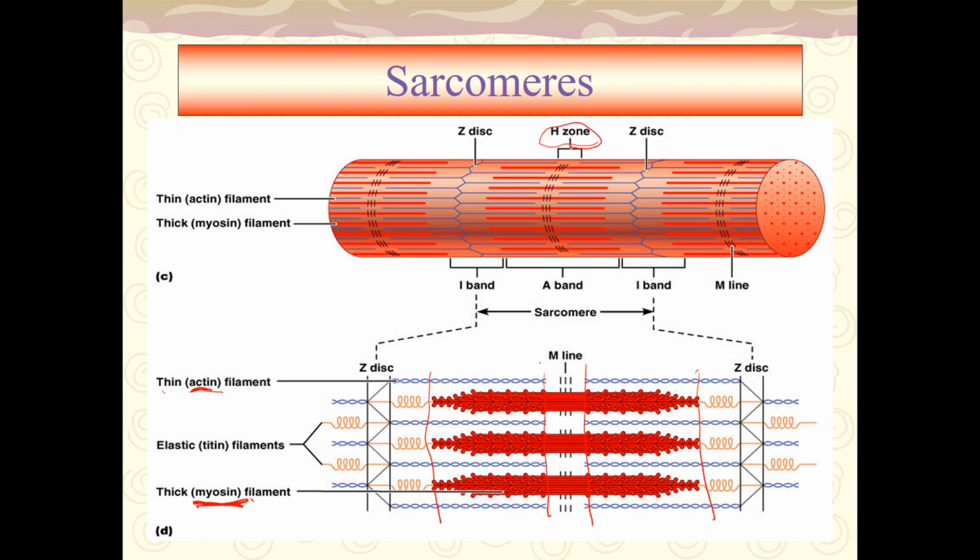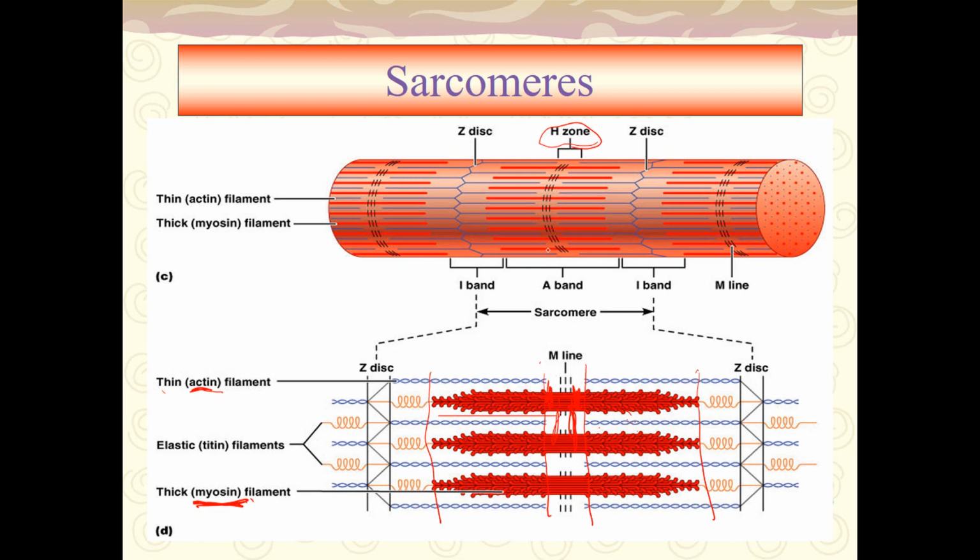That is the H zone. What we're going to see is we need to attach these myosin filaments together. And so we're also going to do that from here to here, and we can't do that over here if there are thin filaments. So the M line appears in the center of the H zone of the A band. Sorry, I did say it was going to be an alphabet soup.